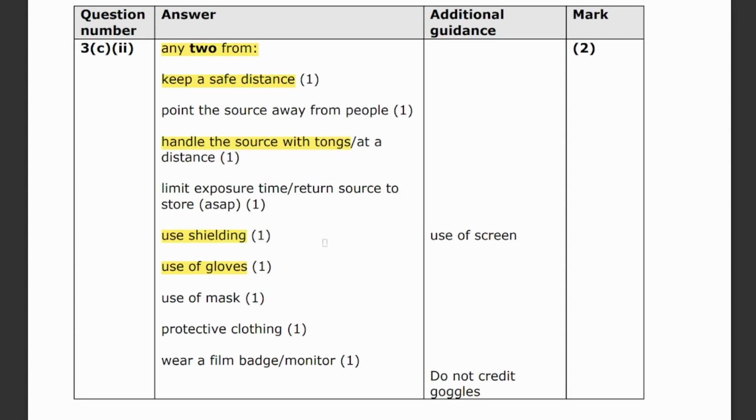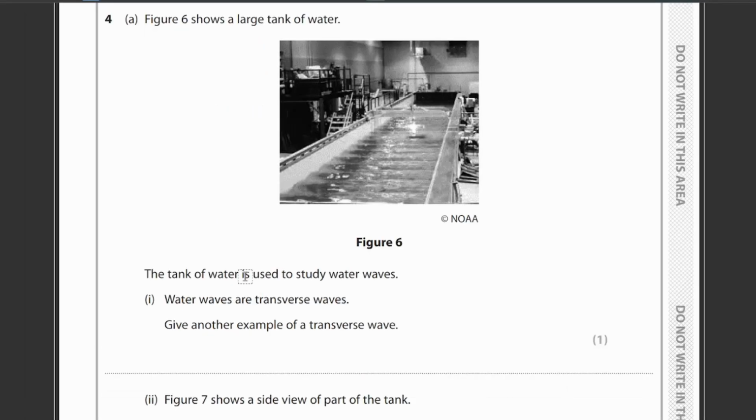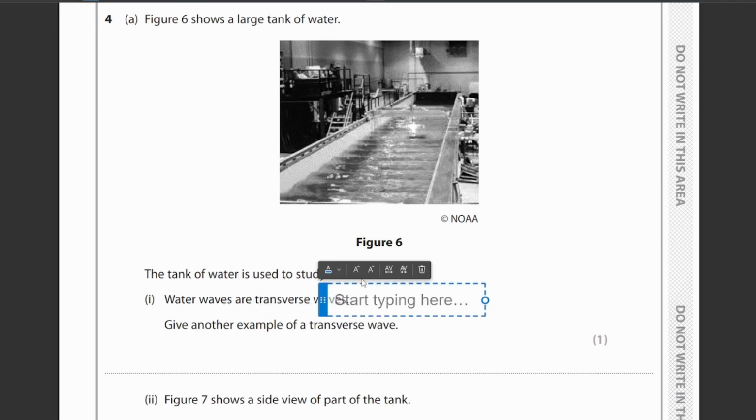Question 3D. Question 4. Figure 6 shows a large tank of water. The tank of water is used to study water waves. Water waves are transverse waves. Give another example. So if these are transverse waves, give another example of transverse waves.